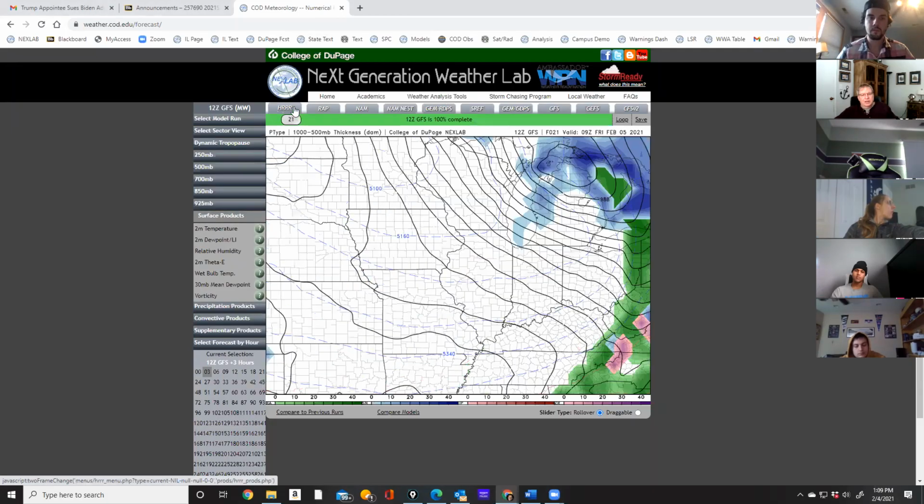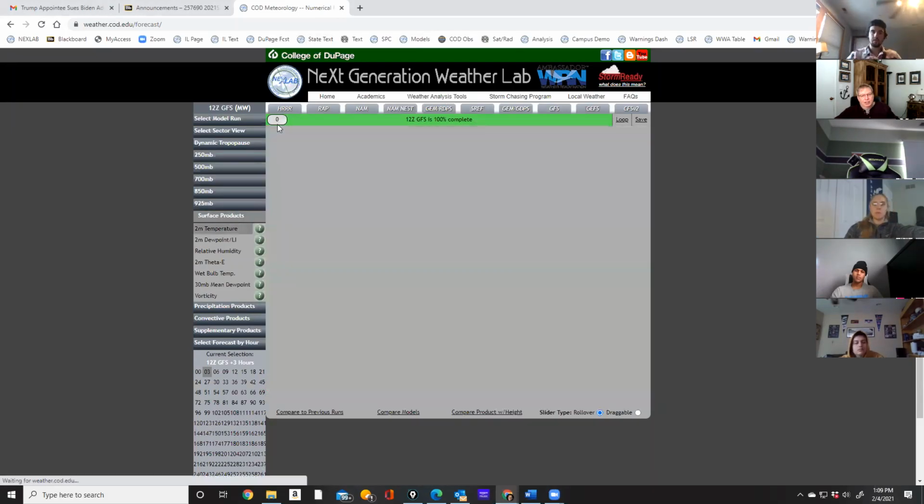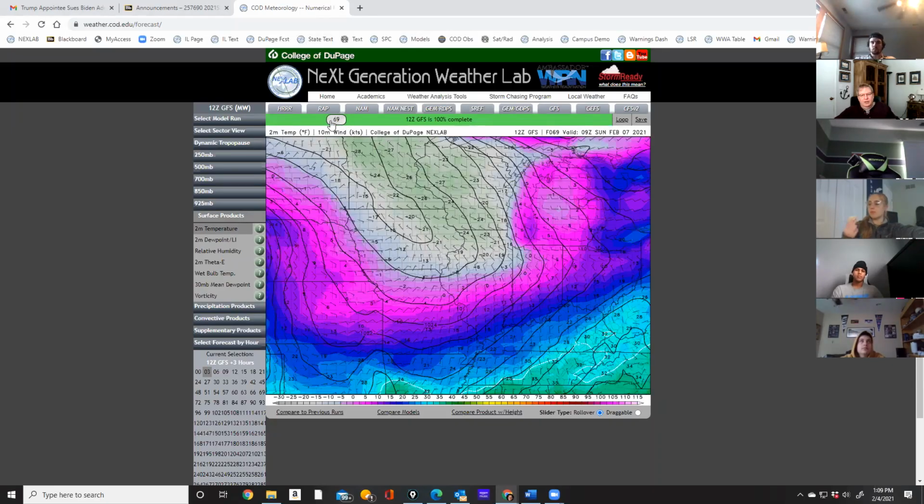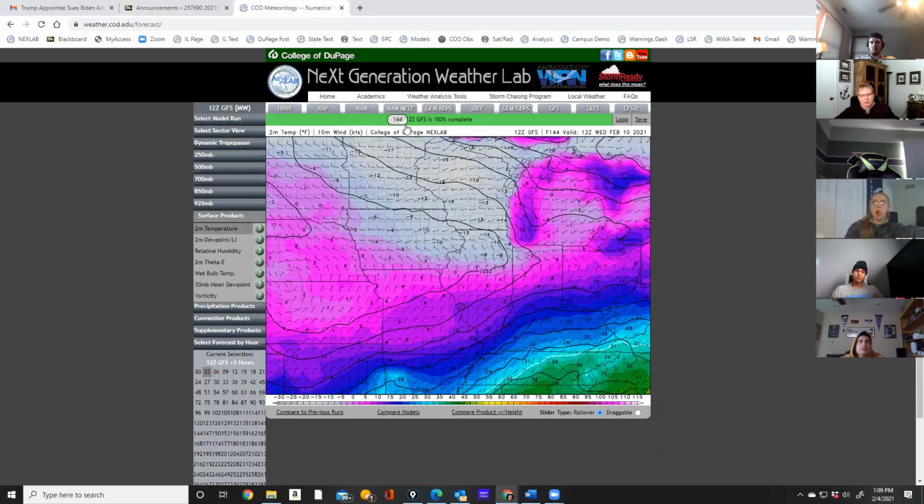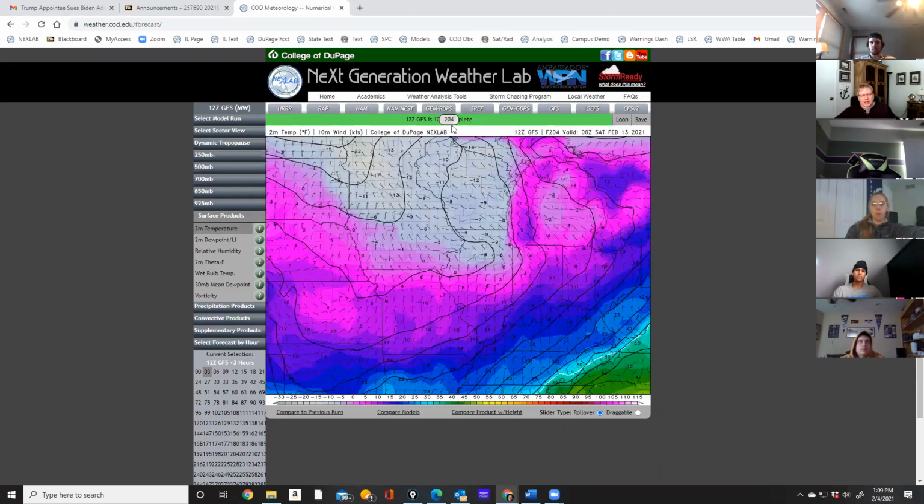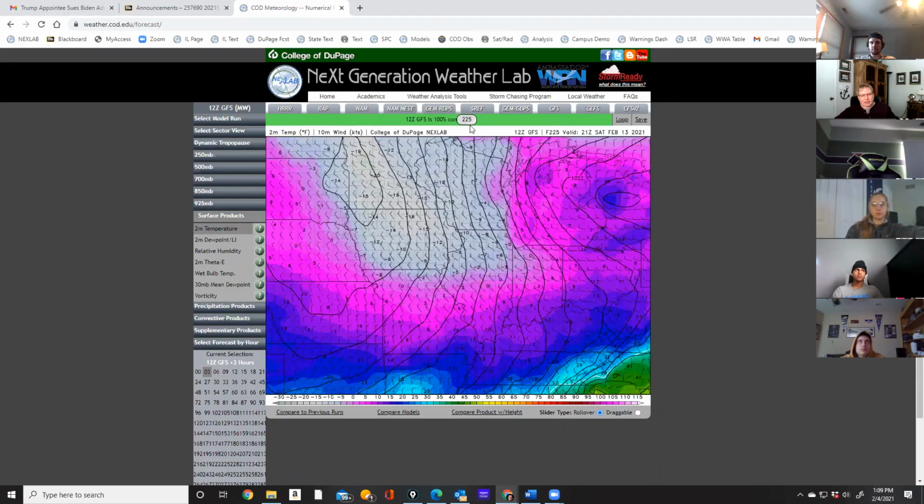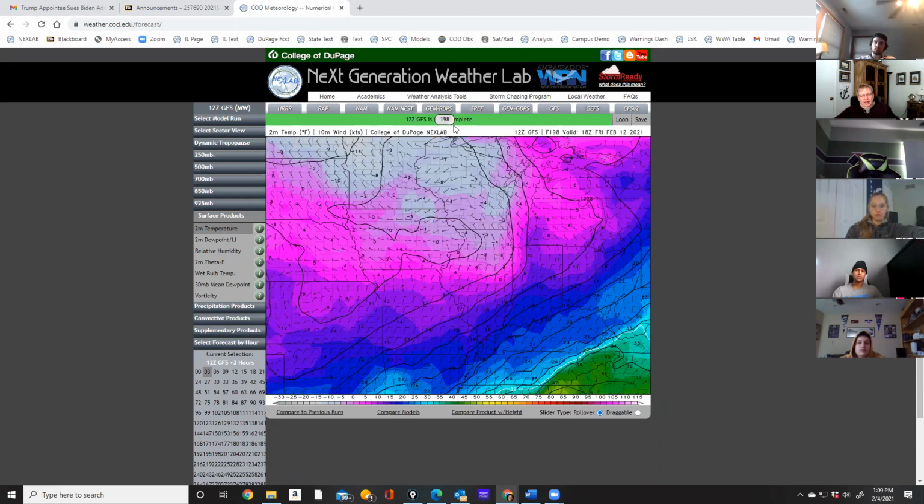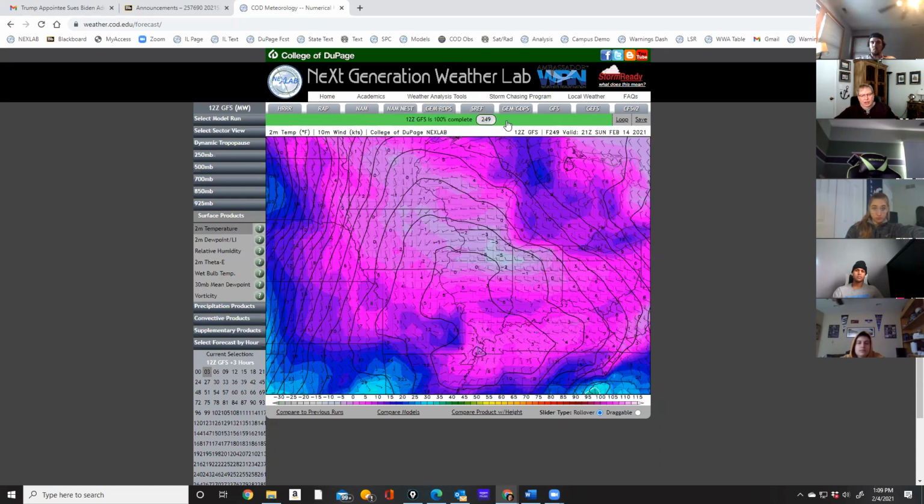Here's the problem: the GFS temperatures are about 10 degrees too cold. So we do have definitely cold air coming in this weekend, and it stays in place for a long period of time. You used to see this be green on here? That's negative 20s. That's just a lot of cold air for a long time.